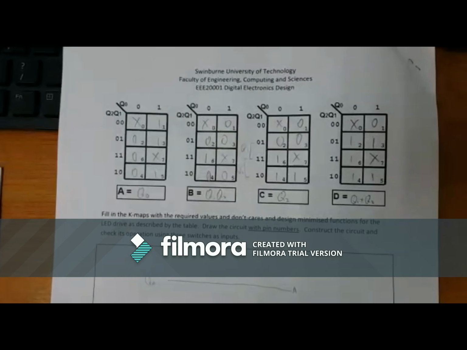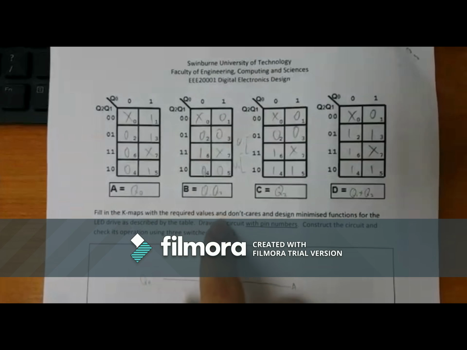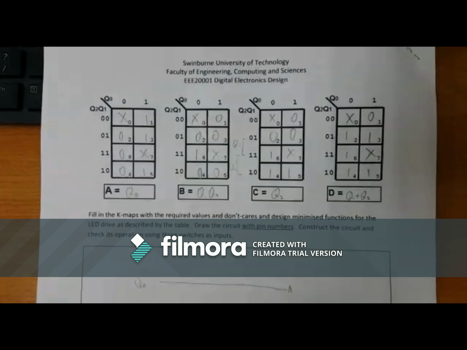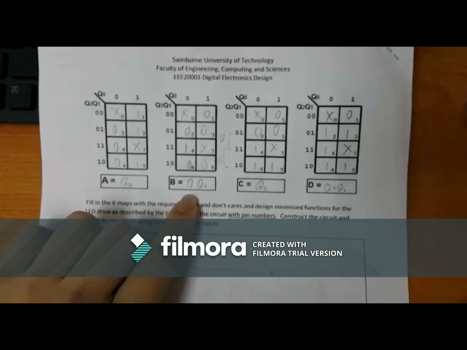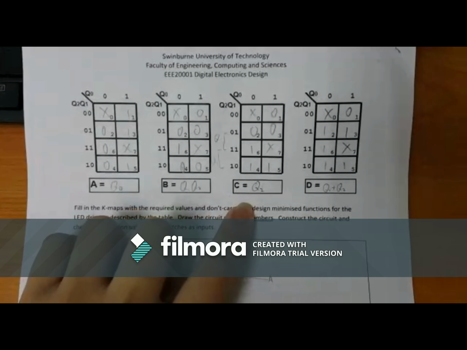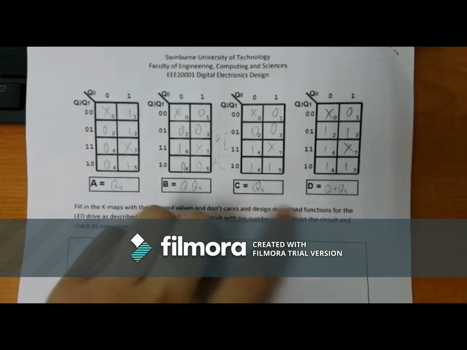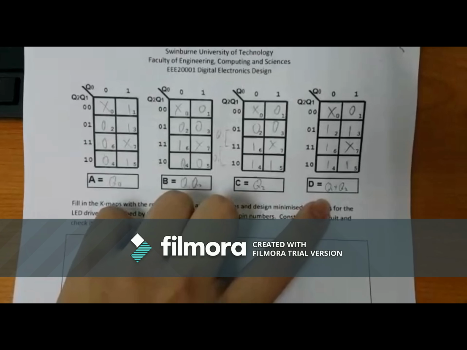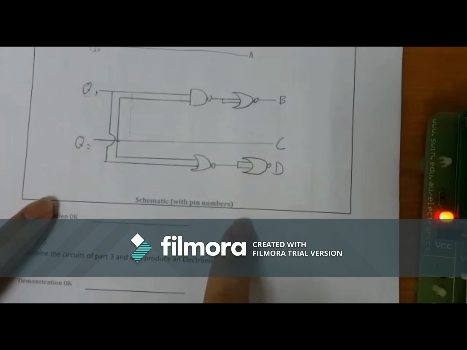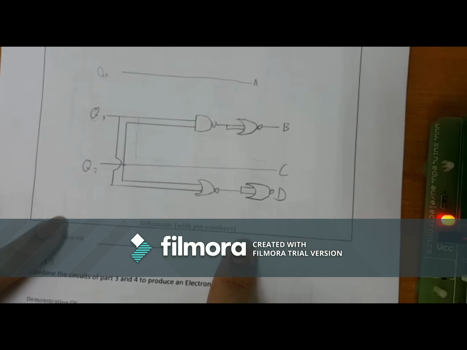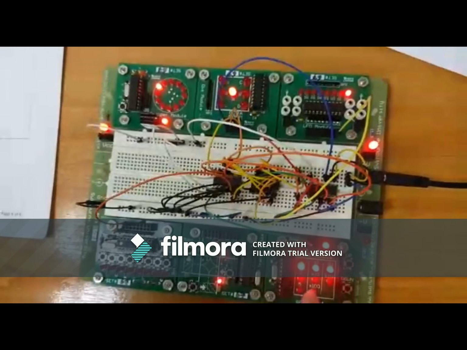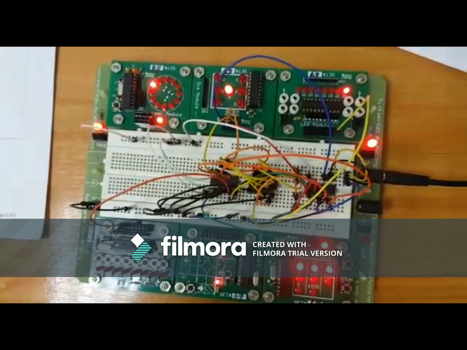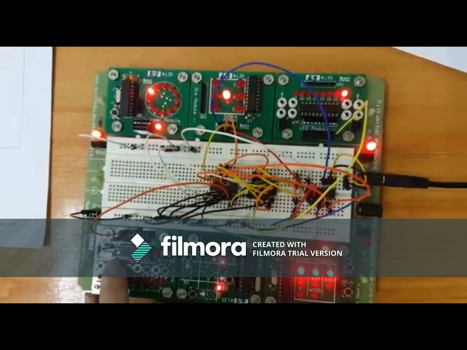So this is the truth table of pattern A, B, C, and D. You can see A is Q0, B is Q1 and Q2, C is Q2 alone, and D is Q1 or Q2. And then this is the circuit design. This is the physical circuit of part 5.